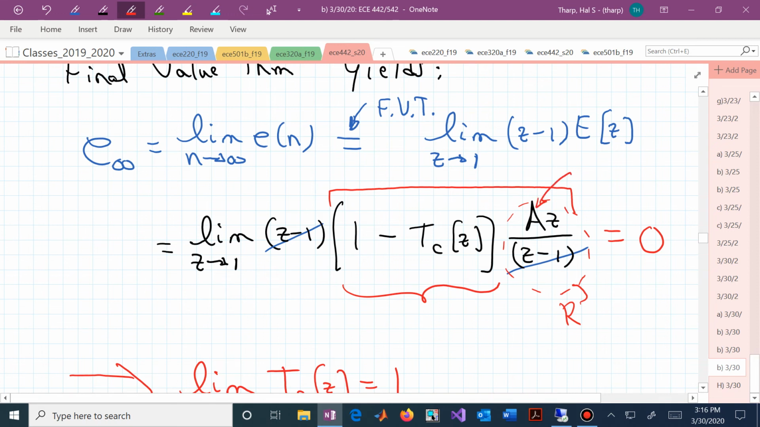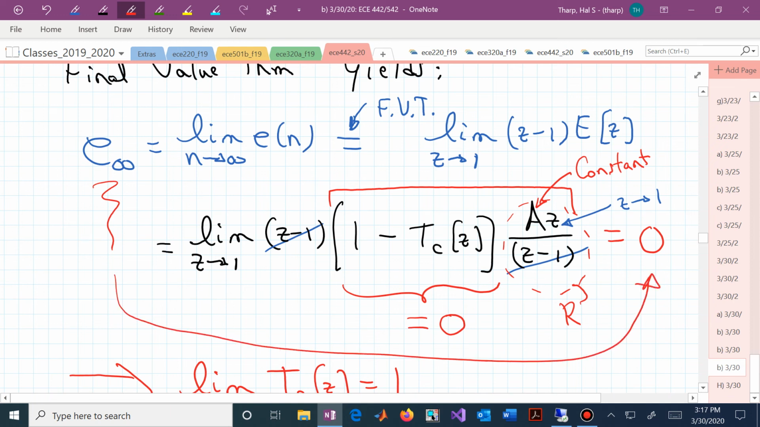A is just a constant. That's not going to influence what happens as z goes to 1. So in fact, what we are trying to do is force the bracketed expression to equal 0 as z goes to 1, in order to make sure that our error E in the limit goes to 0. So we want 0 error due to constant inputs.